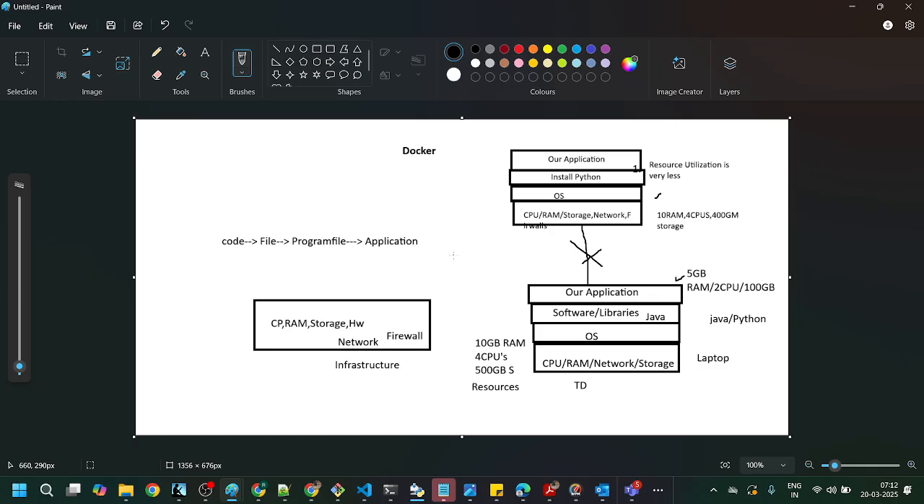Because we don't know how the application will grow, how famous the application will become. Due to that reason, people used to buy physical machines with huge resources. But they used to deploy one application per one instance.